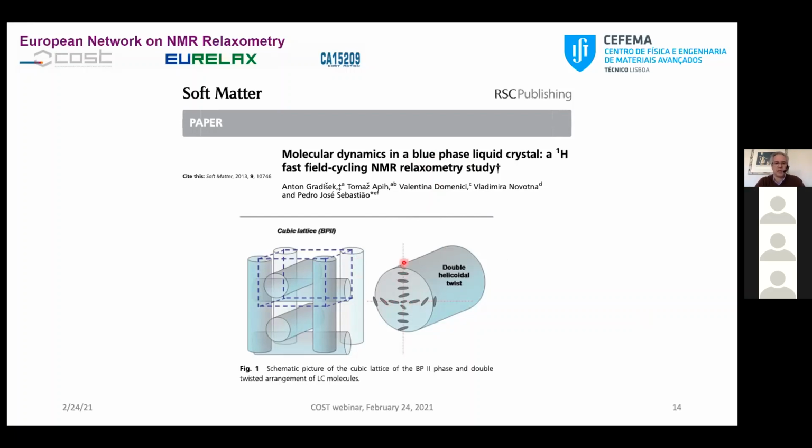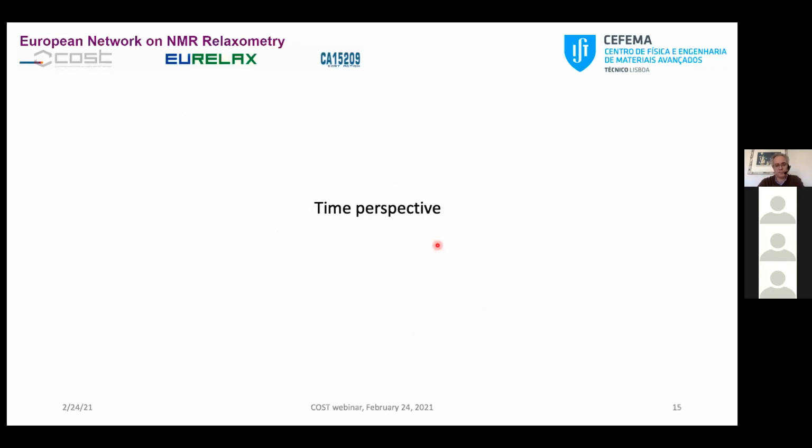But there is a kind of double twist in this sample. These samples are kind of a network of defects with different types of arrangement, and the molecules twist and bend, and they form this complicated structure. So these systems are quite complex from this point of view.